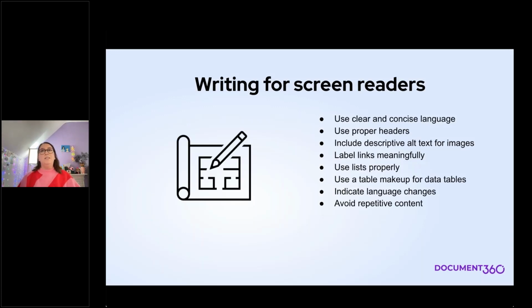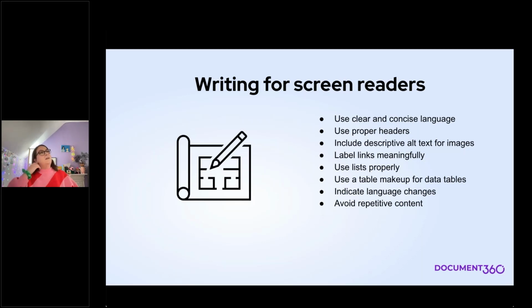And then next, let's talk about writing for screen readers. Writing for screen readers involves creating content that is accessible and easy to understand for individuals who use screen reader software to access digital content. Screen readers convert text and other on-screen elements into spoken language or Braille output. So here are some tips for writing content from the Web Accessibility Initiative.